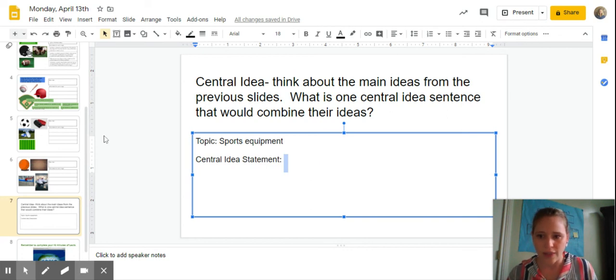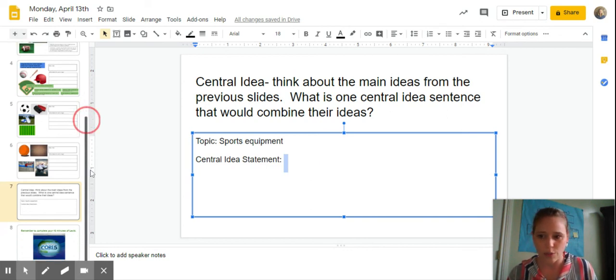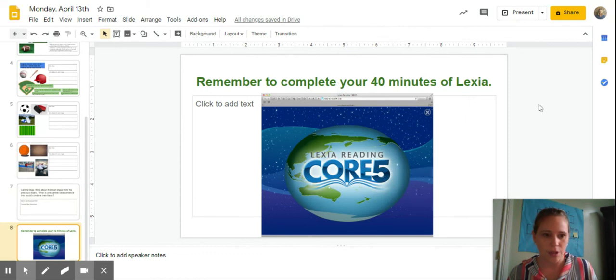All right, once you've got that done, go back and check your work. And then, of course, your assignment was just a little shorter today, so we're going to go ahead and start our 40 minutes of Lexia. So once you've got this assignment turned in, your 40 minutes of Lexia done for the day, you are finished. All right, and remember, you only need 40 minutes a week.